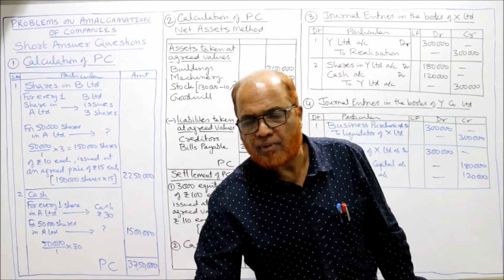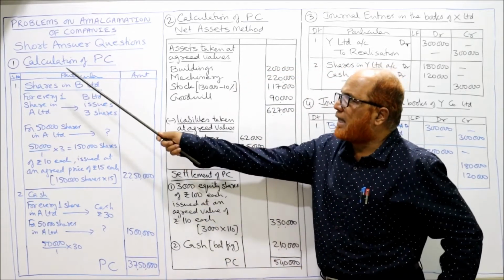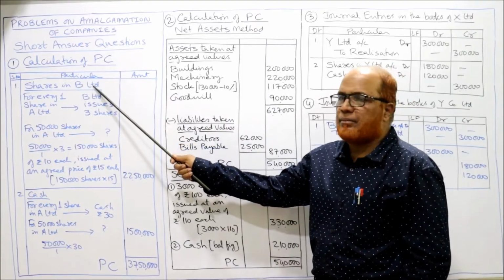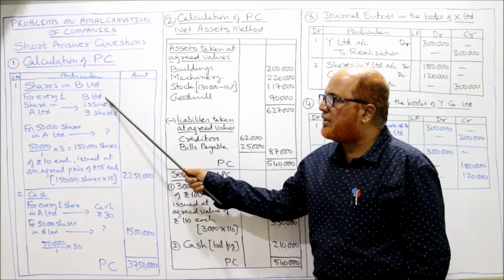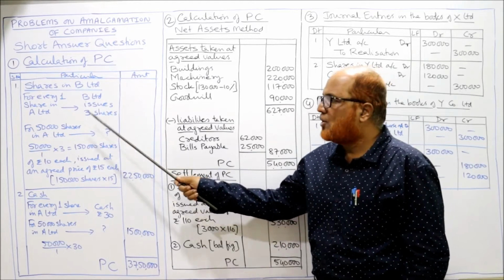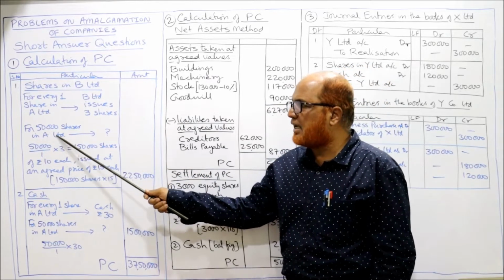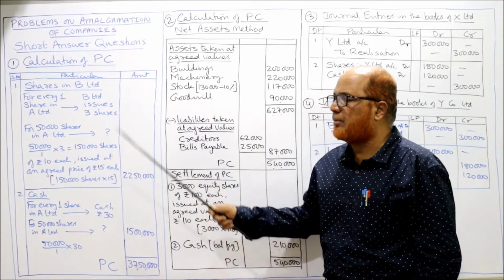Now see how we have calculated the PC. Calculation of PC, shares in B Limited. For every one share in A Limited, B Limited issues 3 shares. For 50,000 shares in A Limited, how many shares in B Limited?